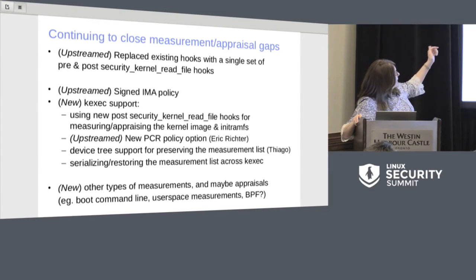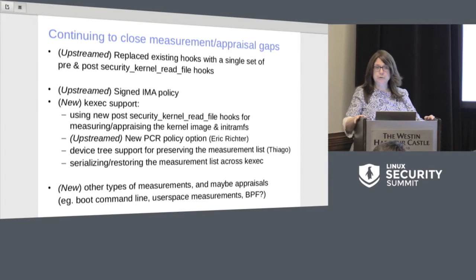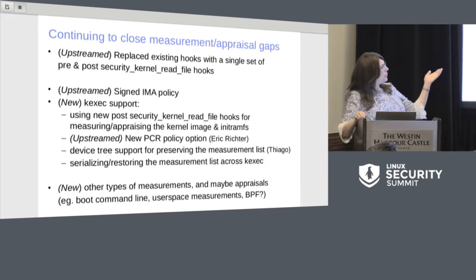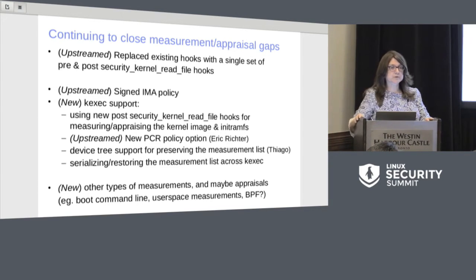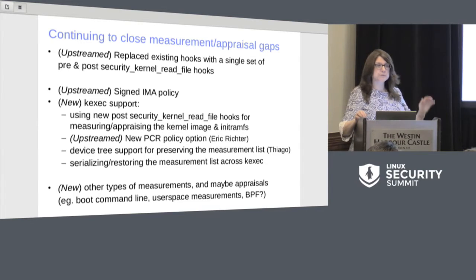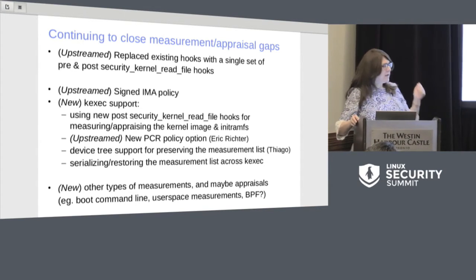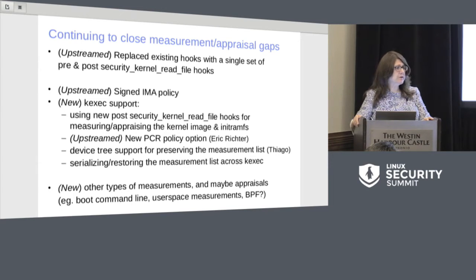Other work in this: Eric will be talking about how, since this is going to be in the early boot process, we're not going to want to use just the IMA PCRs, but we want the option of adding these measurements in different PCRs. I assume that most everyone knows about TPMs and PCRs here, so I'm not going to backtrack and describe what a PCR is. That was upstreamed early this year, where we can now appraise the signature on the initramfs and the image.